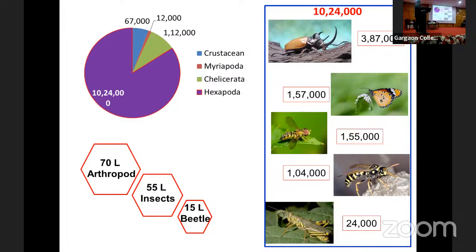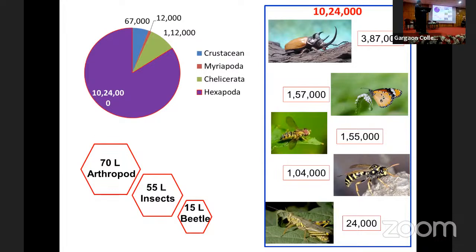and Hexapoda, the insects. They have the highest number of species, around 10,24,000 species out of around 18 lakh species so far reported in science. So more than half of the species are insects. That's why they are called one of the very successful organisms in the history of evolution. But among the insects also, out of these 10,24,000 species, the beetle alone contributes 3,87,000 species, the highest species composition we have. Beetles we know, like dung beetle and rhinoceros beetle.